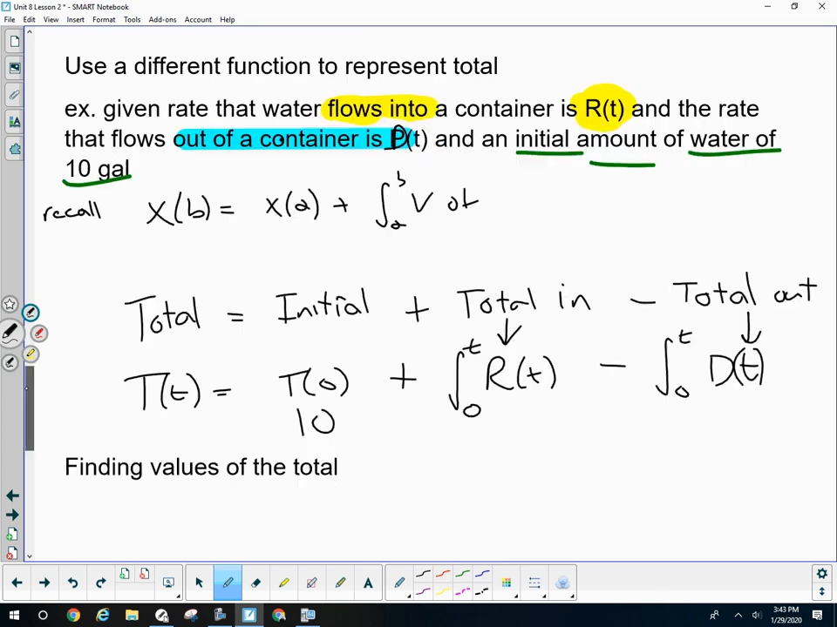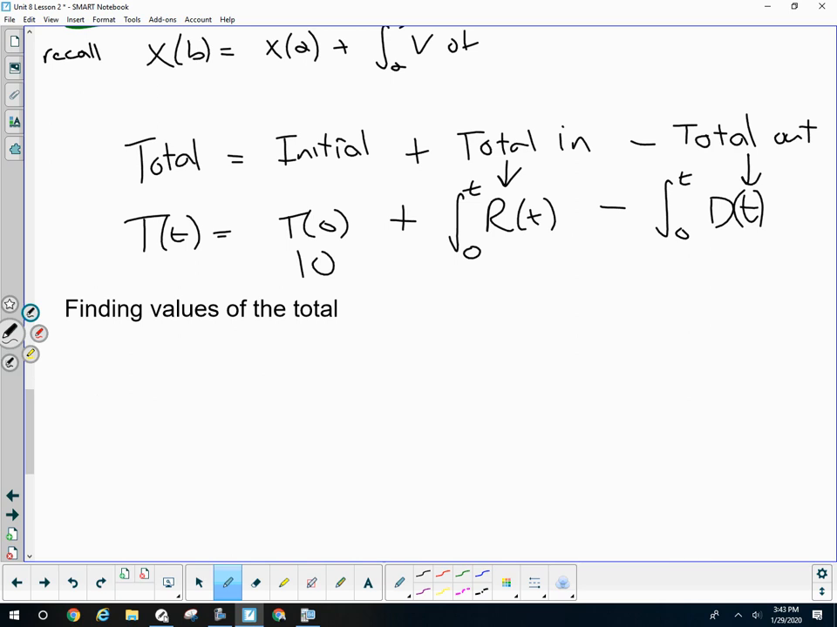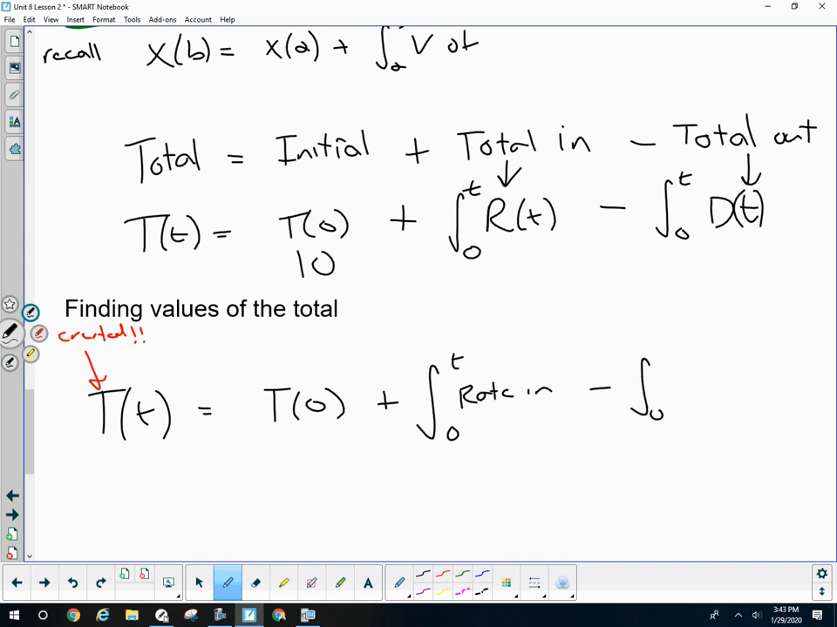We will find we can do this for all of the problems, finding values of the totals, a total amount. And notice, I introduced this. This is new. This is what I created. I'm using it because they've already used capital letters for R and for D, so might as well just use a different capital letter. This represents the total, it equals an initial amount, typically at time 0, plus an integral from 0 to T of your rate in, minus an integral from 0 to T of your rate out.